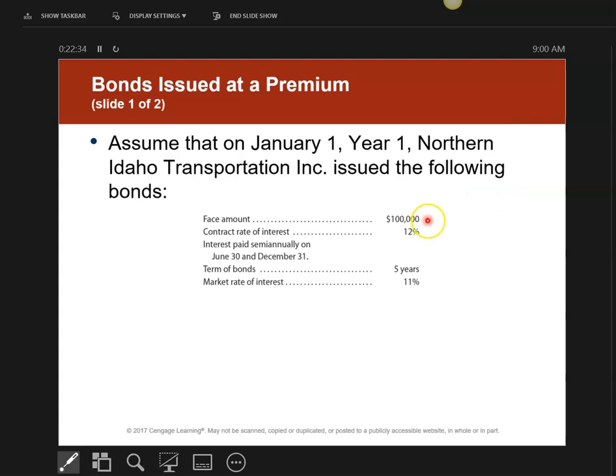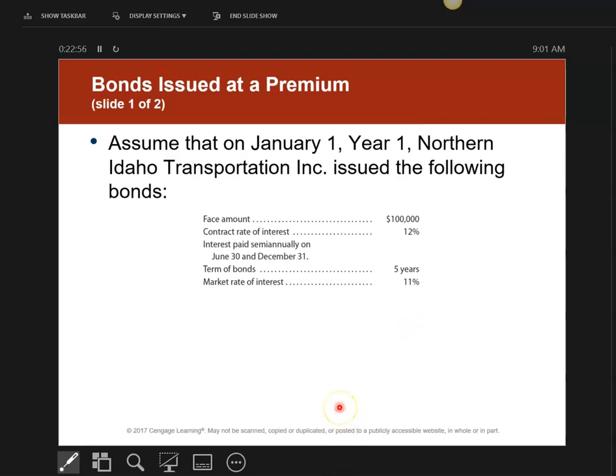I have a $100,000 face value. My contract rate is 12%. Interest is paid twice a year, times 5 years is 10 periods. And my market rate is 11%. Now this is the same data, but now my market rate is less. So I'm going to sell it for more than $100,000.